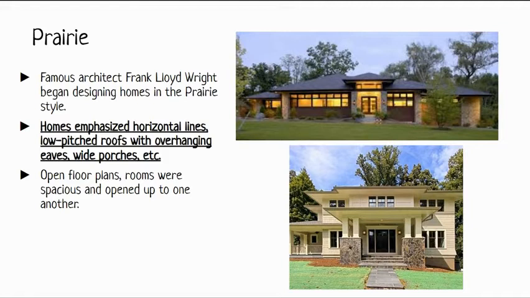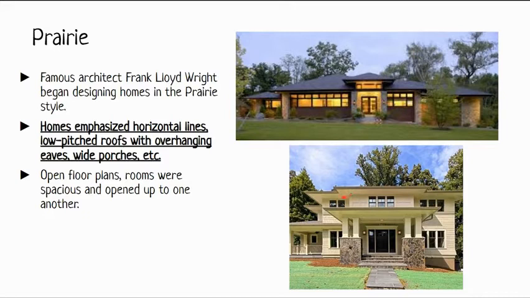With the prairie style in particular, they emphasize horizontal lines, low pitched roofs with overhanging eaves, and they also had wide porches as well. So here are these horizontal lines that they're talking about. All through here it almost seems very low to the ground, or like the different stories seem very, very low, but there are those very distinctive horizontal lines.